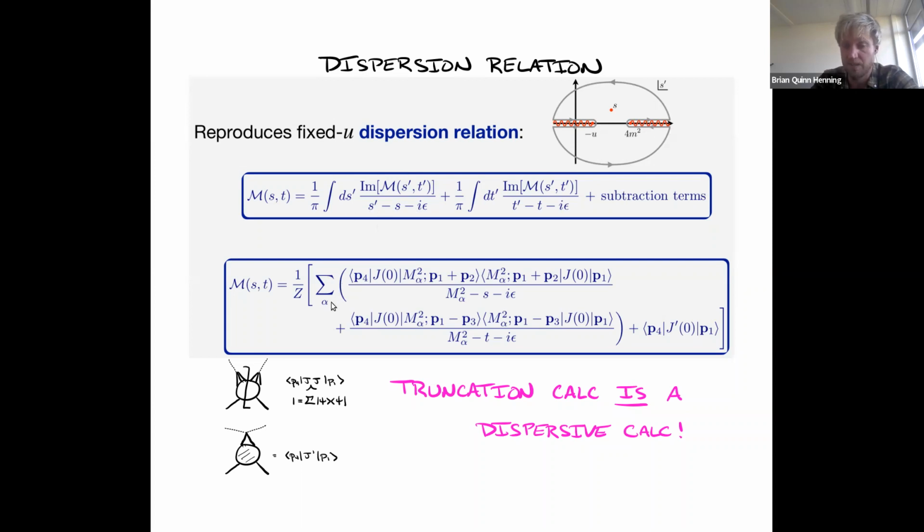S prime in this problem will be like m alpha squared. So what we're doing with truncation is we're summing over the m squared eigenstates that we get. S is just a parameter in this calculation. And these matrix elements here for scalar theory are all real, so the imaginary part of this is given just by a delta function, s equals m squared. So this calculation quite literally is the above calculation.